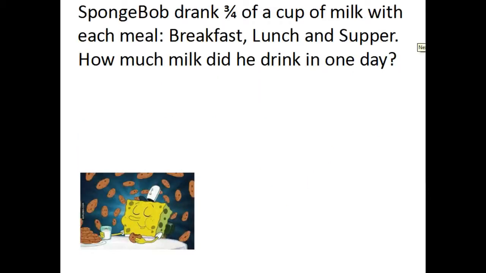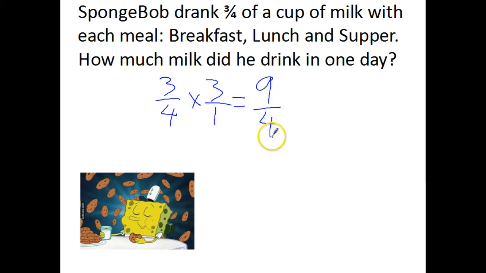Here's one for you to try out on your own. SpongeBob drank 3/4 of a cup of milk with each meal. He had breakfast, lunch, and supper. How much milk did he drink in the one day? Taking the 3/4 times 3, because with every meal he drank 3/4 and he had 3 meals. Step 1, get my 1 under there. 3 times 3 equals 9. 4 times 1 equals 4.